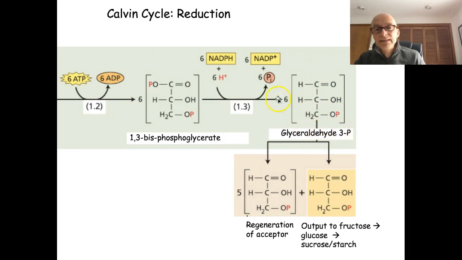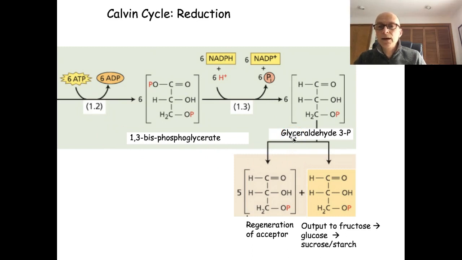And then of these 6 glyceraldehyde 3-phosphates, 5 of them are used for the regeneration of the acceptor. So all of those go back to produce a ribulose 1,5-bisphosphate, and only 1/6 of this glyceraldehyde 3-phosphate pool is then siphoned off as the output to become fructose, glucose, or starch. And then there's the regeneration reactions. The regeneration reactions in the Calvin cycle are quite complicated and are really not just a linear pathway that will lead you back from the glyceraldehyde 3-phosphate to the acceptor molecule.